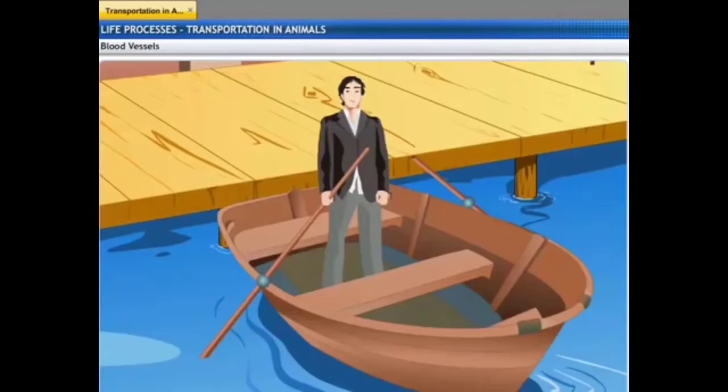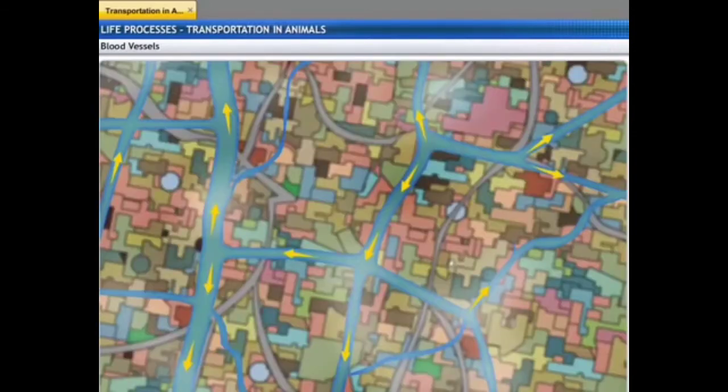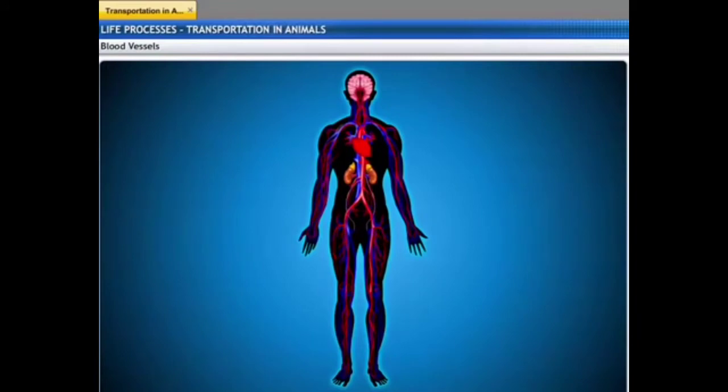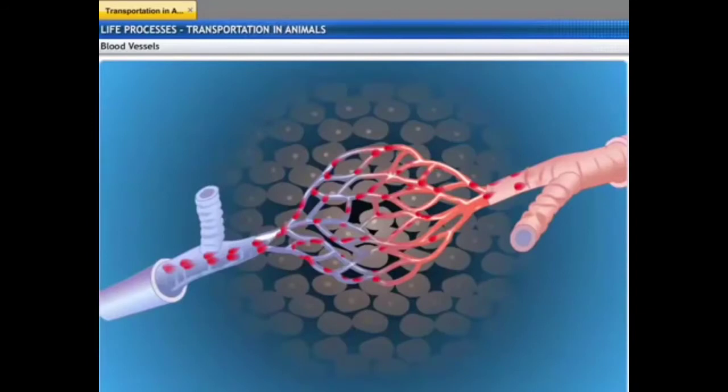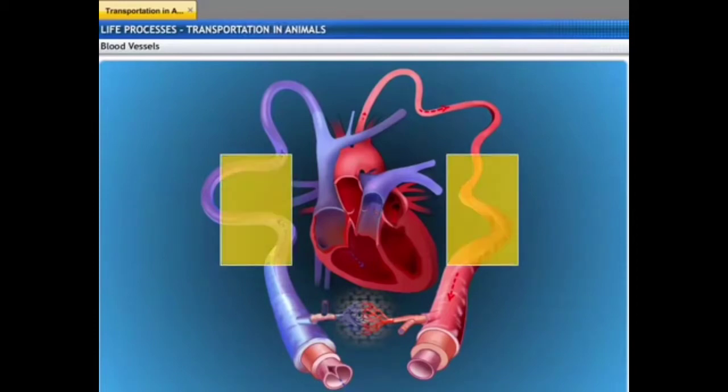The city of Venice has an extensive network of waterways that allow boats to move around freely. Similarly, blood is transported from one part of the body to another through an intricate network of tubes called blood vessels. Blood needs to be pumped through the blood vessels for it to reach each and every tissue in the body. This function of pumping is carried out by the heart. Blood vessels are comprised of arteries and veins.